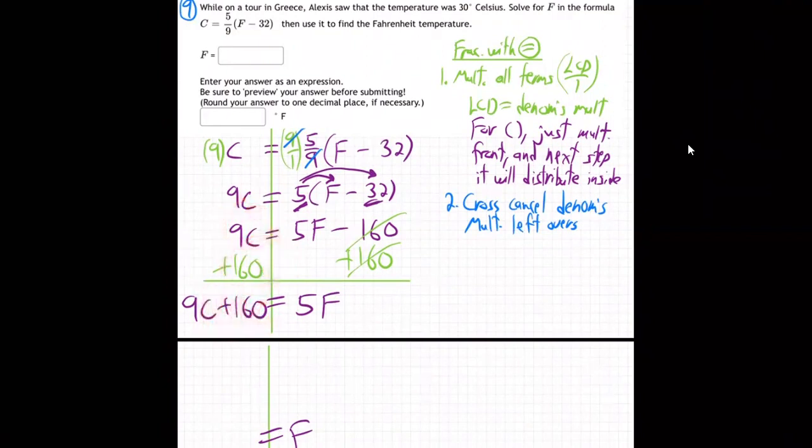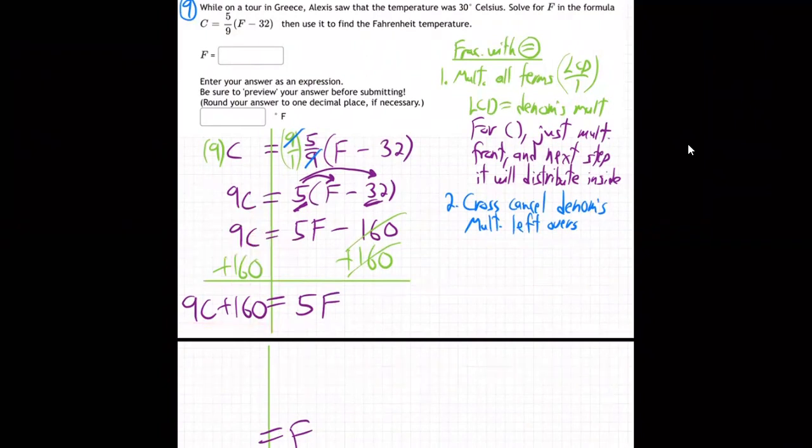So you can only add things that have the same letter, or that are just plain numbers, if there's no letters at all, of course. If they don't have the same letter, like these guys, the 160 has no letter at all, they just have to stay separated.